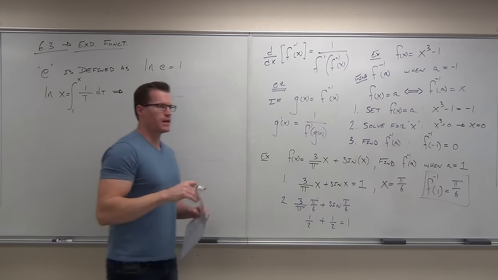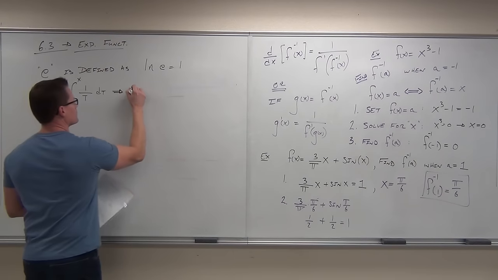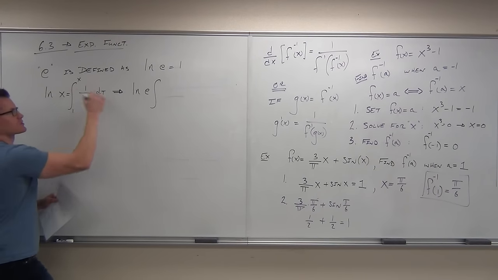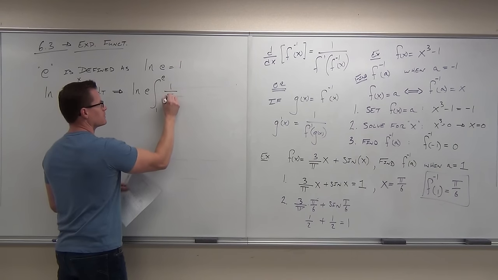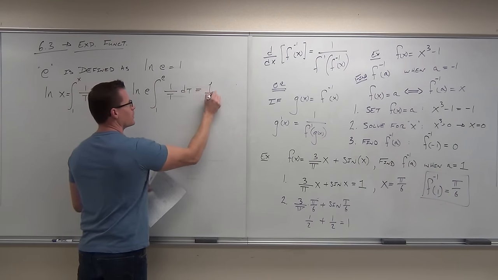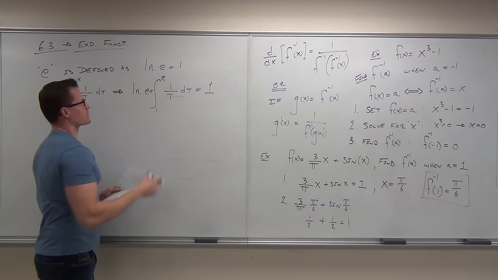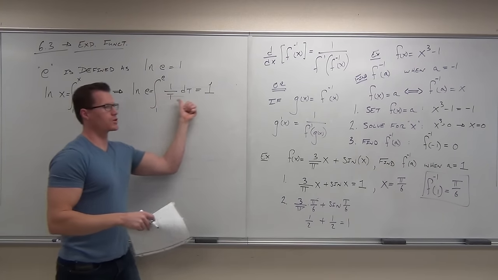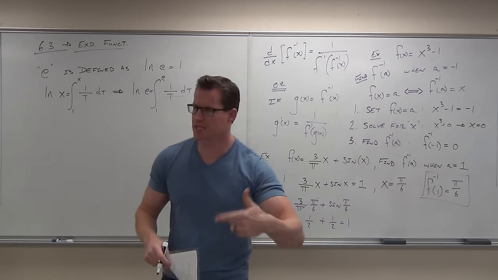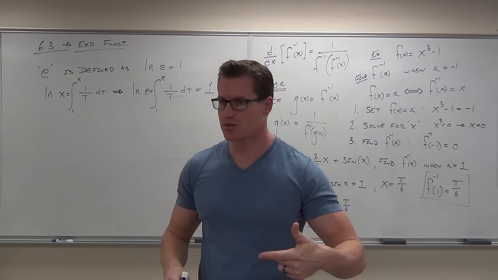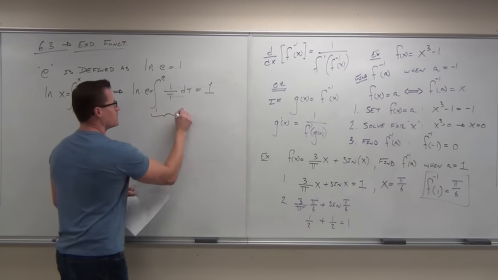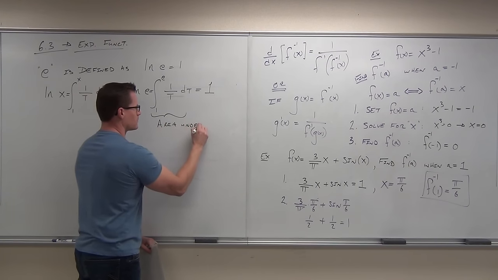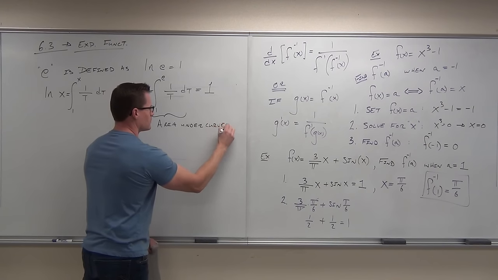Well, what that implies is that if x now becomes e, ln x becomes ln e, and the integral from 1 to x becomes 1 to e. This has to equal 1. Sorry, I forgot my equals. If ln e equals 1, that's our definition here, folks. That means that this integral also has to equal 1. Do you guys remember that the integral is the area under a curve between two points? That's what a definite integral is. So what this says is the area under this curve is 1.